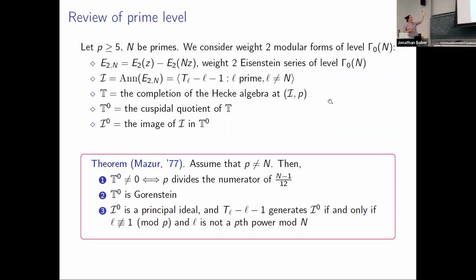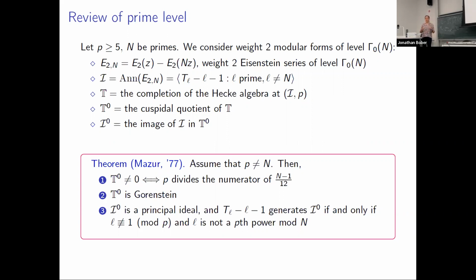Okay, and so a natural question is whether or not this cuspidal quotient is non-zero. In other words, is there a newform that's congruent to this weight 2 prime level Eisenstein series? And so Mazur gave a beautiful answer to this, which is that the answer is yes, it is non-trivial if and only if P divides the numerator of (N minus 1) over 12.